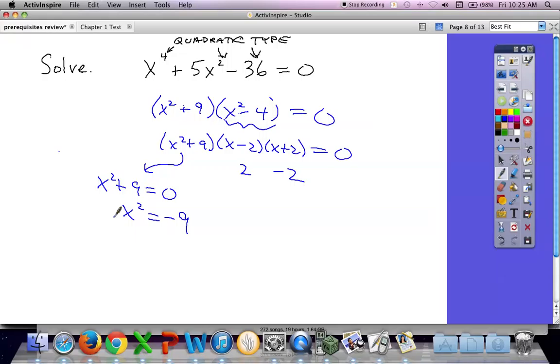We get an error. And at this point, we haven't really got to the imaginary numbers in this course yet. We would just say no solution from there. So there's not going to be any answers that come out of this factor, right? If you take the square root, you get non-real answers, which are not solutions for us now. So these would be the only solutions.